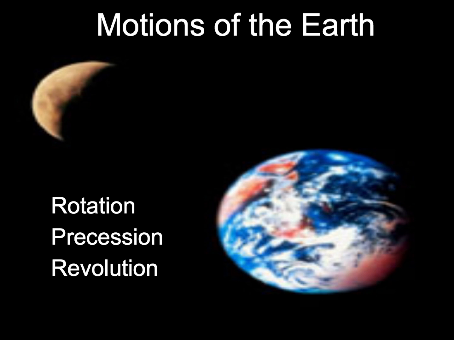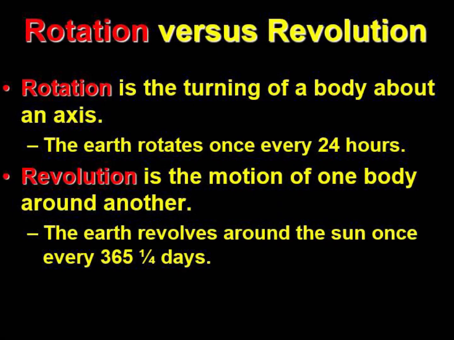in this lecture. The Earth rotates on its axis. This rotation takes 24 hours and causes the day-night cycle. Earth also revolves around the sun.